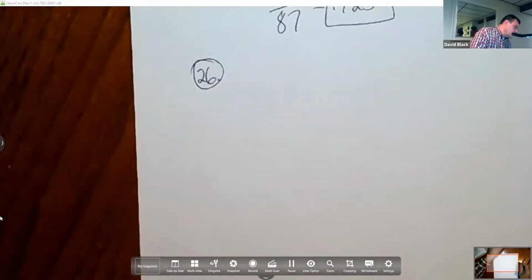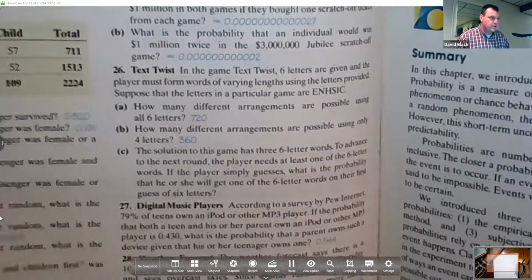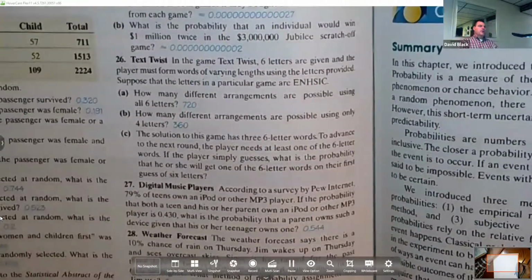That's the problem that says text twist. Never heard of it. Or does it say text twist? Didn't know there was such a thing.